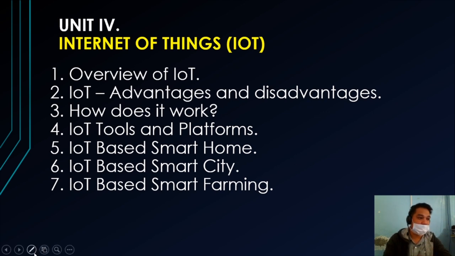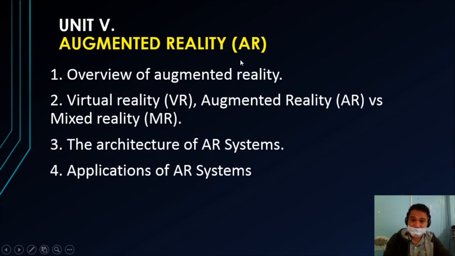Unit 5. Augmented reality. Have you heard the word augmented reality? The virtual reality, the mixed reality? So, on this topic, we will be discussing that. First, we will be discussing what is augmented reality. What is the difference between the VR, the AR, and MR? The virtual reality, the augmented reality, and mixed reality. Okay? So, we will be discussing also the architectures of those systems. Okay? So, what are the applications of AR systems like in education, medicine, entertainment? So, we will be discussing.